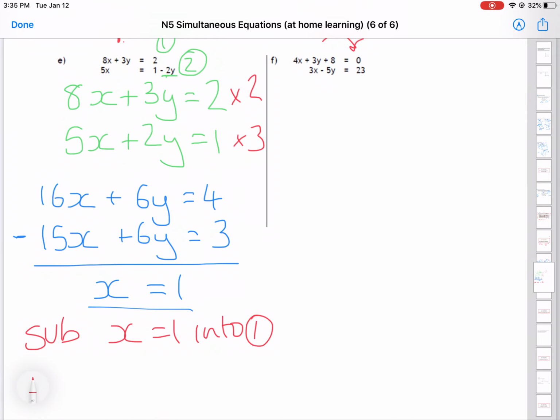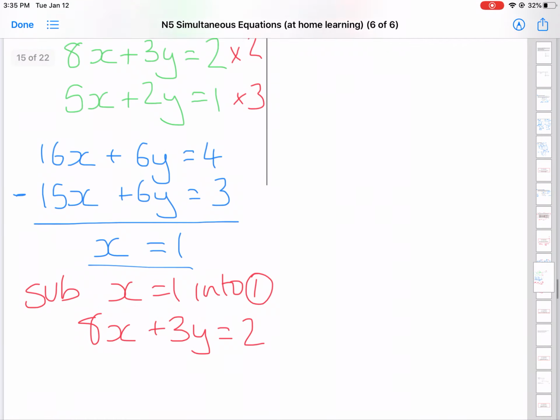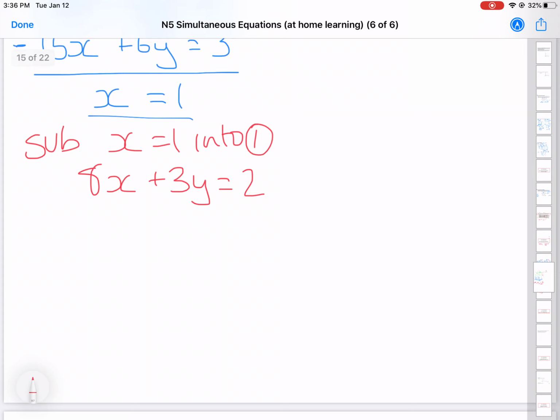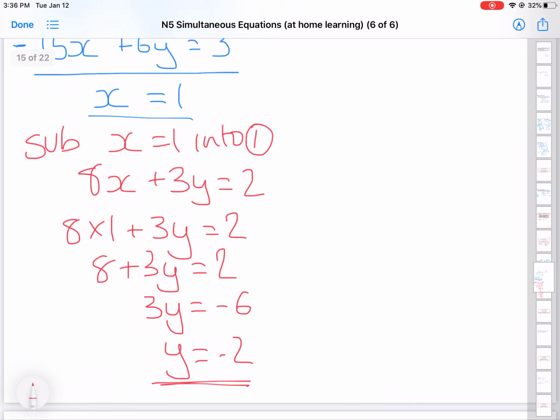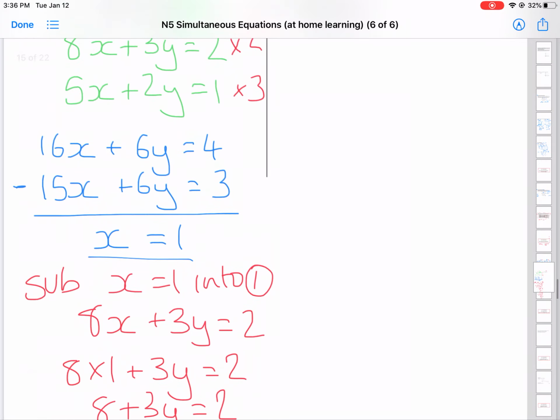And we'll see what happens. So equation 1, let's write that down first before I scroll down. 8x plus 3y equals 2. And scroll down. Sub x equals 1 in, so 8 times 1 plus 3y equals 2. 8 plus 3y equals 2. 3y then equals negative 6 when we take away the 8, and y is negative 2 when we divide by the 3. So x equals 1 and y is negative 2 for this one.